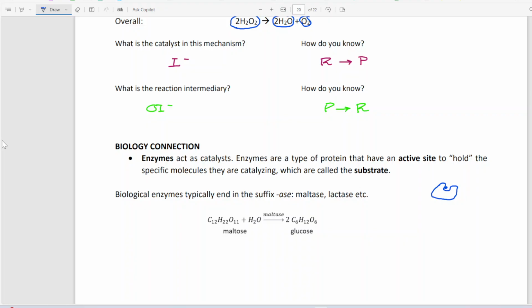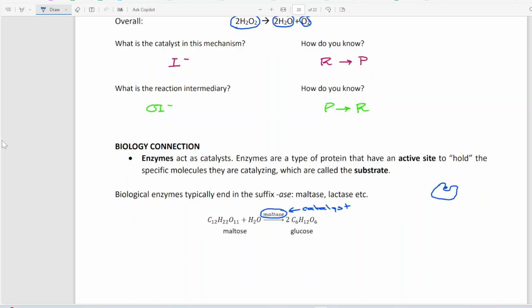I showed this to make a connection to biology, and also to show you an example of a catalyst. You've got maltose plus water forming glucose, and the maltase, which is written above the arrow, would be the catalyst of this reaction.